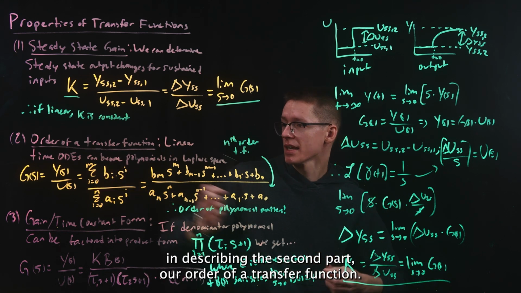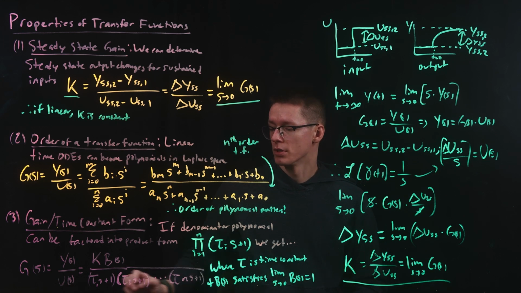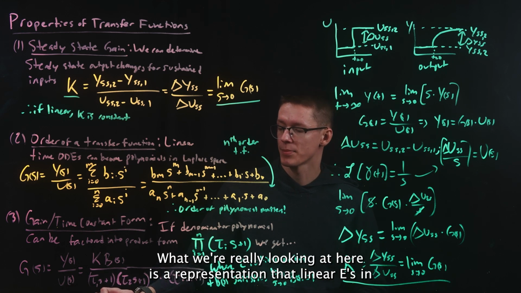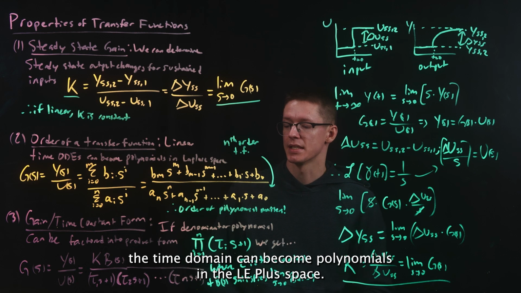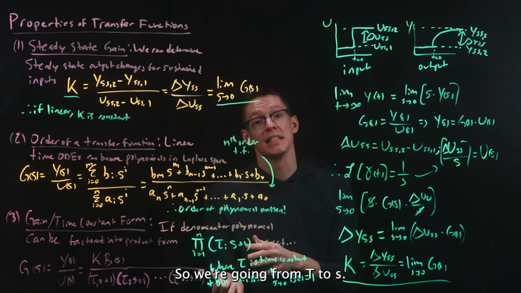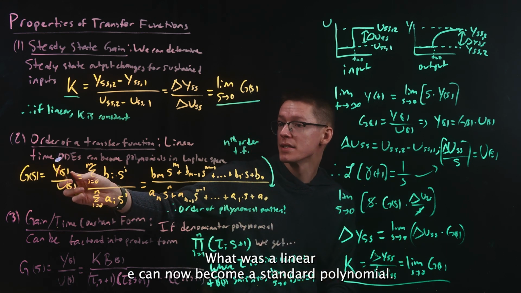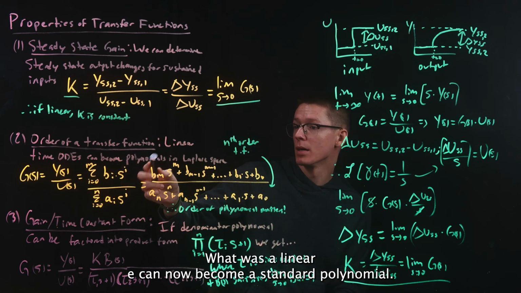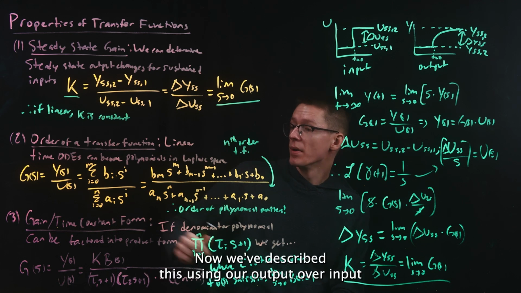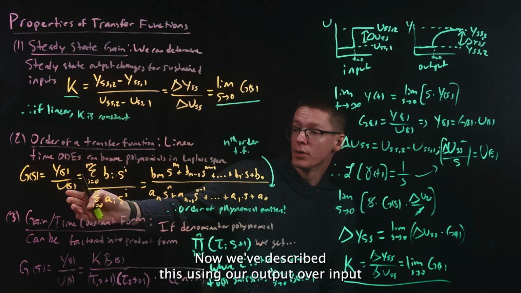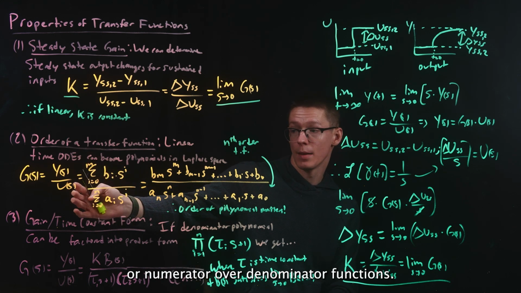In describing the second part, the order of a transfer function, what we're really looking at here is a representation that linear ODEs in the time domain can become polynomials in the Laplace space. So when we're going from t to s, what was a linear ODE can now become a standard polynomial. Now we've described this using our output over input, or numerator over denominator, functions.